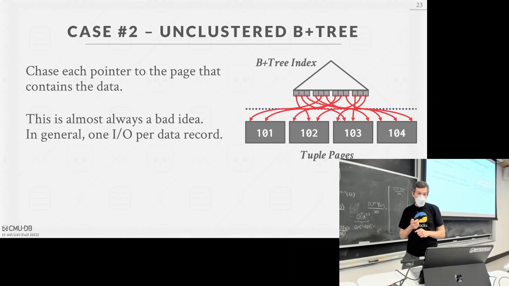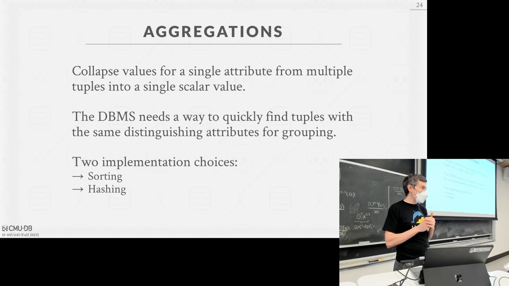Okay. But before we jump into aggregations, any questions about sorting? Right. If everything's in memory, quick sort. If it's a top-N, we can use heap sort. If we think it's going to spill to disk, then we would use external merge sort.